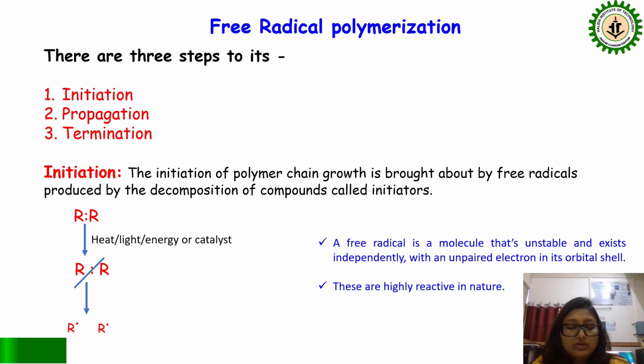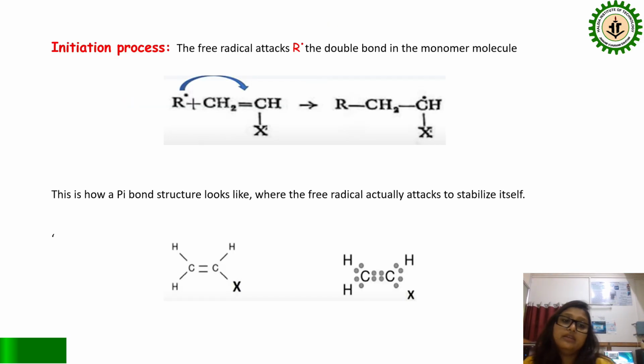Now we want to see how the process goes. In the initiation process, the free radical attacks the double bond in the monomer molecule, breaking the bond to form a sigma or single bond. As seen here, the radical R dot is attacking the bond which is now broken, resulting in an unpaired free electron on C, where X is the halogen atom attached to it. And this is how the pi bond looks, where the free radical attacks to stabilize itself.